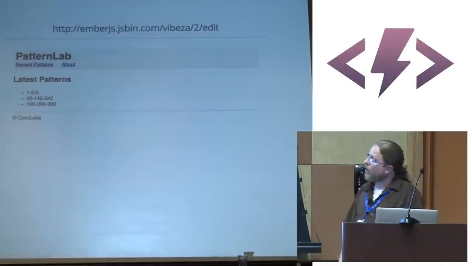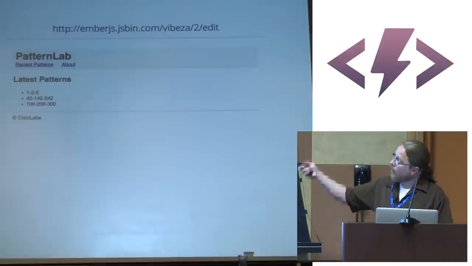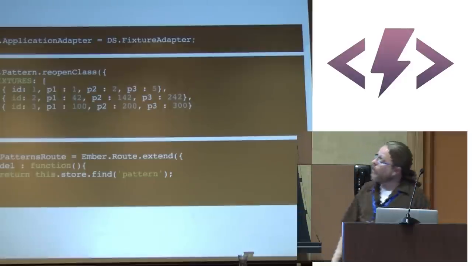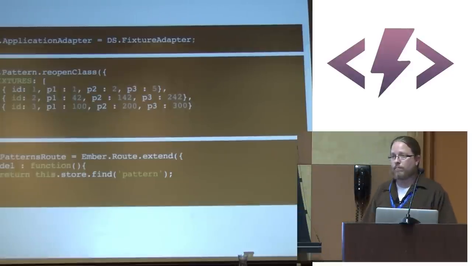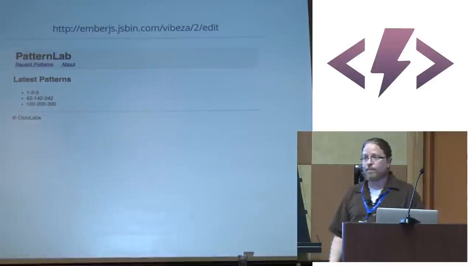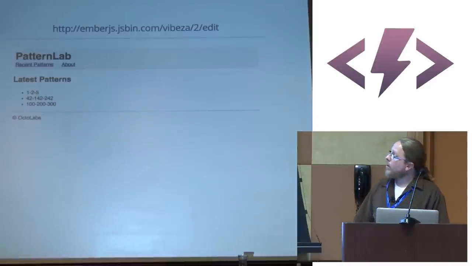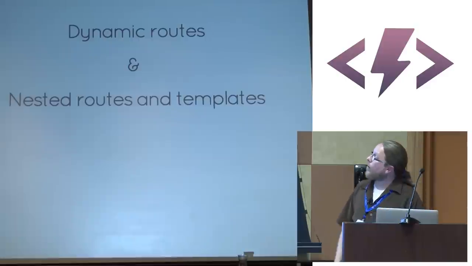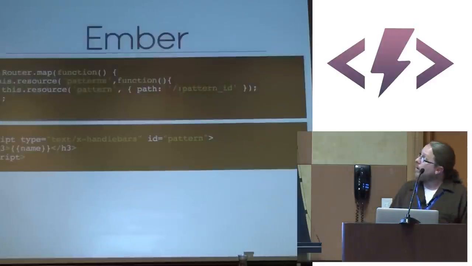And so then when you do that, when you go to the patterns route, you get something like this. It's looking up all of these hashes that are in the fixtures object, hydrating pattern models with that data, setting them up in an array, and then handing that to the template to be rendered. So that's pretty handy. So the next bit is dynamic routes and nested routes.